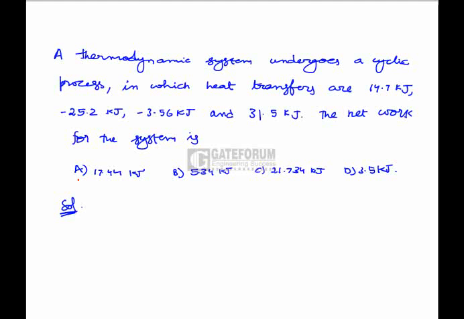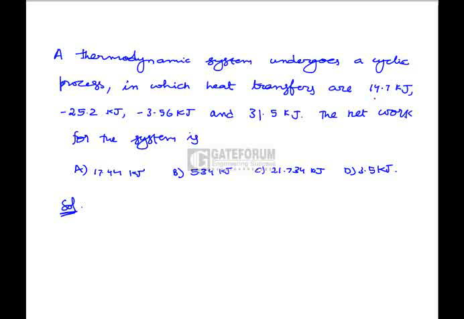C is the right option. A thermodynamic system undergoes a cyclic process in which heat transfers are 14.7 kilojoules, minus 25.2 kilojoules, minus 3.56 kilojoules and 31.5 kilojoules. The net work for the system is, here the options are 17.44, 5.34, 21.734 and 3.5 kilojoules. Here there are four heat transfers in a cyclic process.